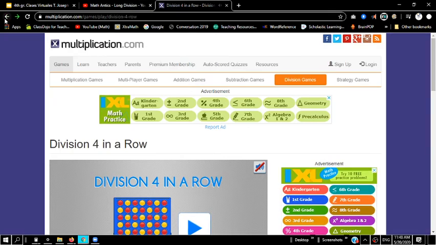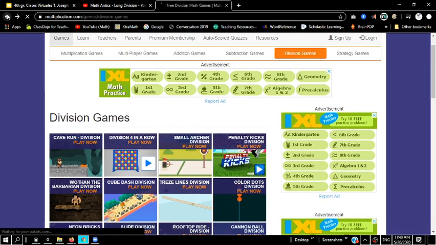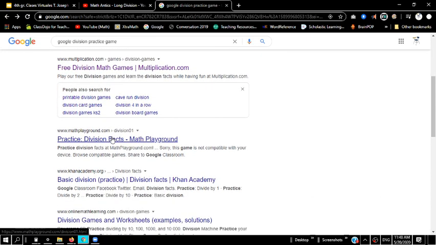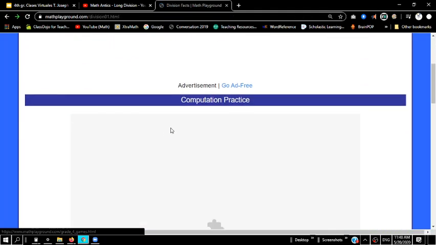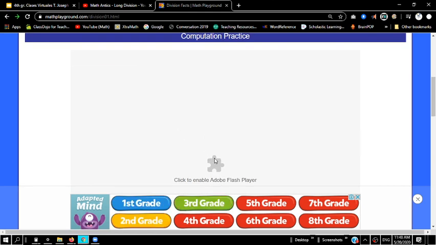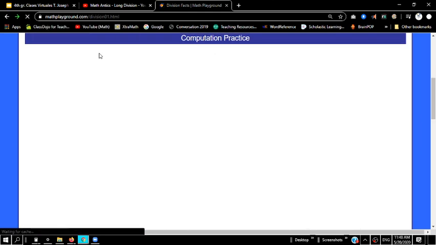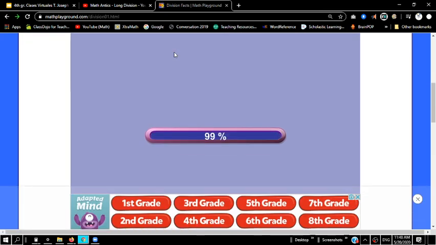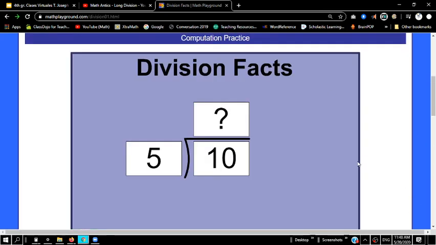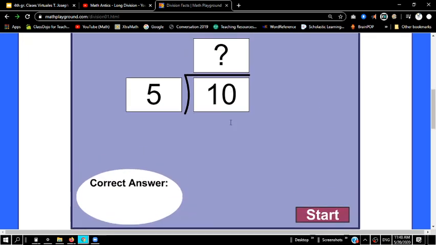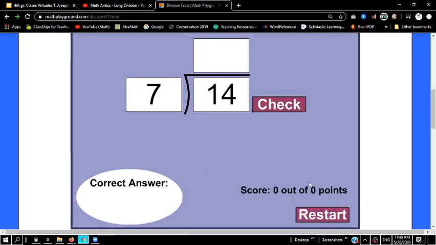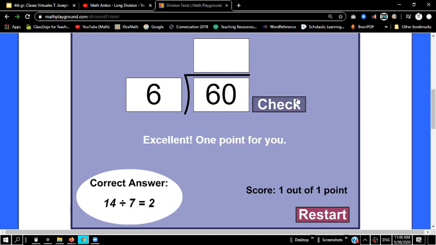Another one that you could play, you could watch the video again if you wanted to. Otherwise, on Math Playground, they always have really great games. Okay, here's an example. So you're computing, you're practicing your computation with division. 10 divided by 5. Correct answer would be, well, let's see. Okay, here we go. 14 divided by 7. 2. 60 divided by 6. 10. Ooh, 84 divided by 7.